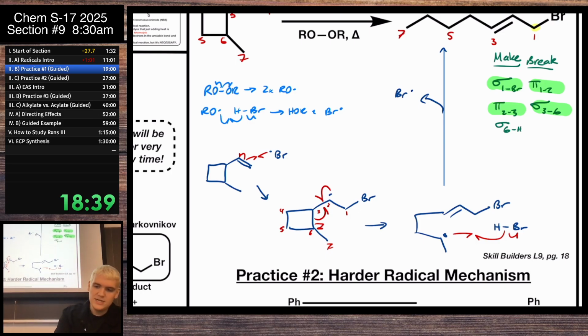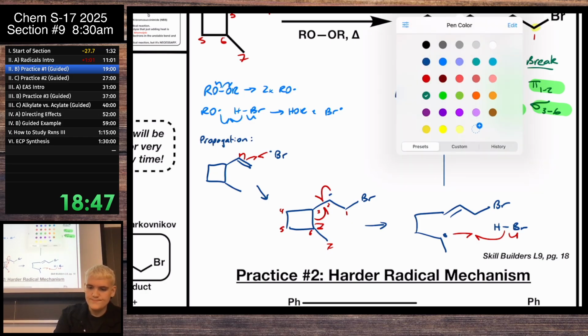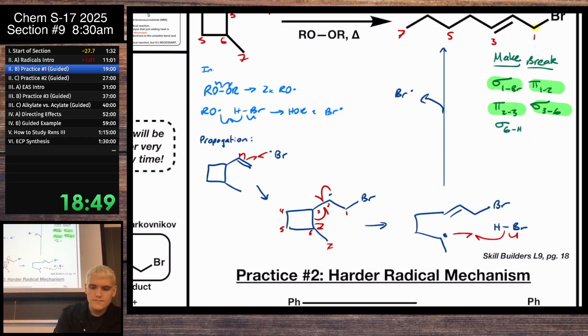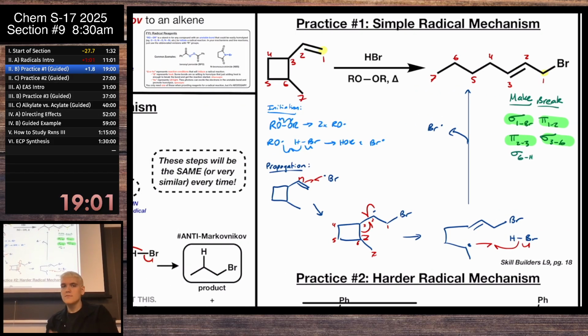So we have our initiation up here in the light blue, and then our propagation. Cool. So this is like a pretty straightforward radical mechanism that involves a ring opening. Questions about her or the process? Are we ready for a harder one?